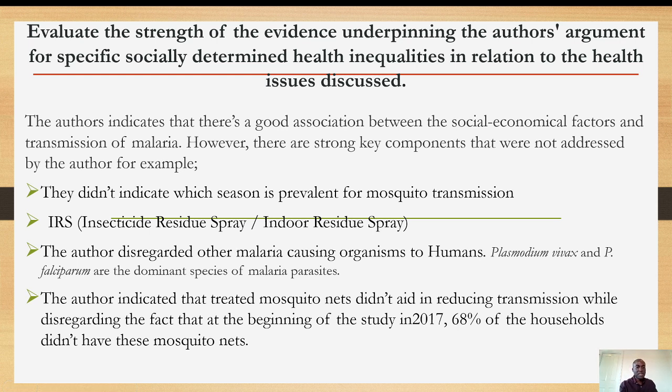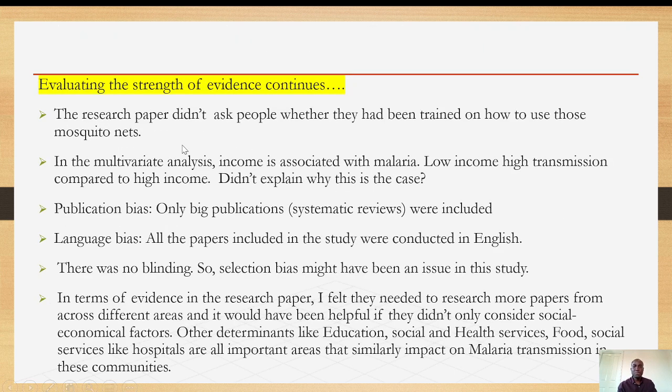The other thing in the study is that they say IRS, which at some point in some paragraphs turns out to be insecticide residue spray, and in other paragraphs of the same paper, it's indoor residual spray. Someone reading the paper can easily be confused. Also, the paper talked about people not knowing how to use treated mosquito nets, but it doesn't tell us which people were trained in using those mosquito nets. It also talks about income.